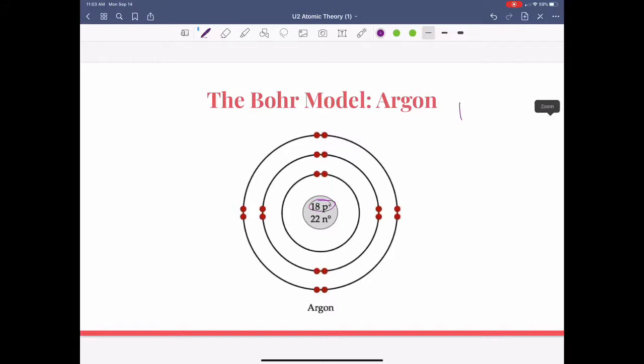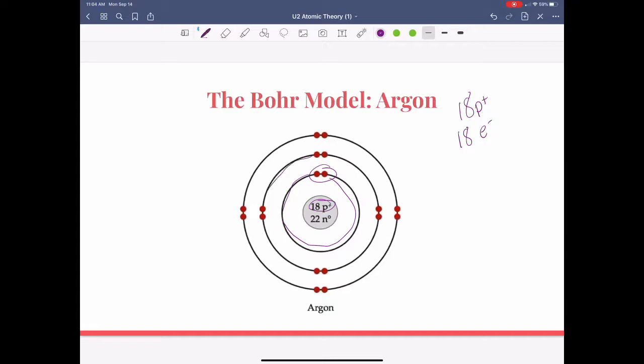All right, so if it has 18 protons and I want to illustrate the number of electrons, well, we know it's neutral, so I also have 18 electrons. So notice here on our first ring, we know that our first ring can only hold 2 electrons. So here's those 2 electrons. I have 18 to place. I've only placed 2, so I've still got to keep going.